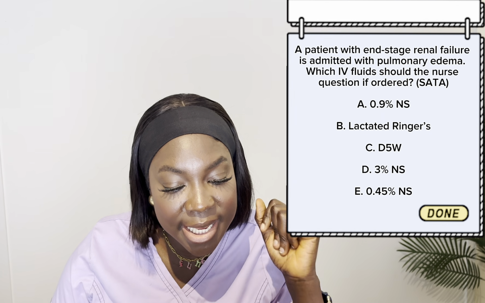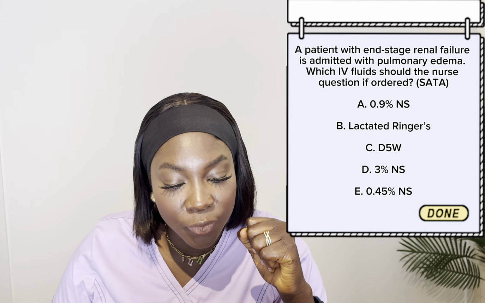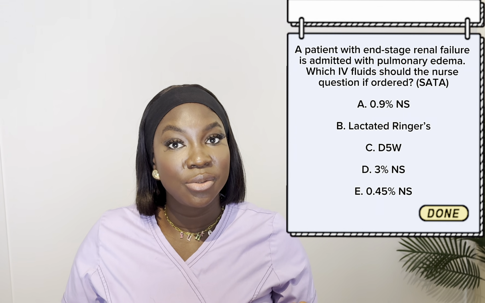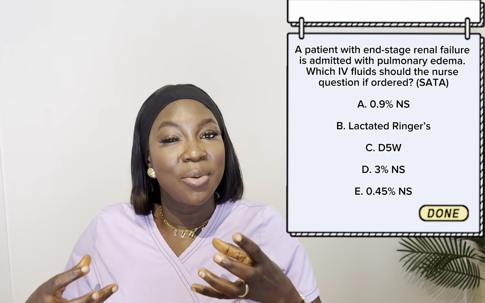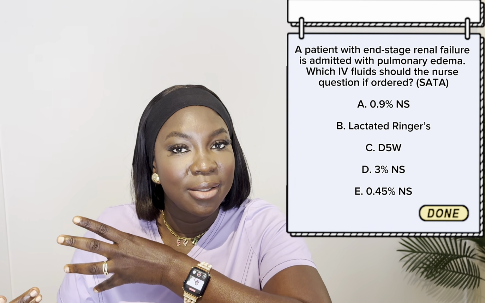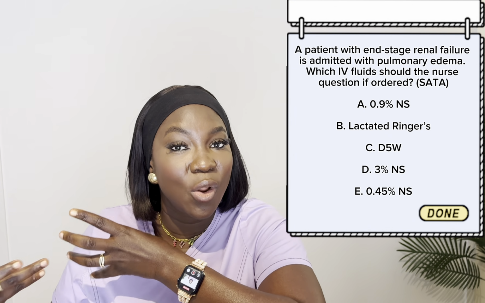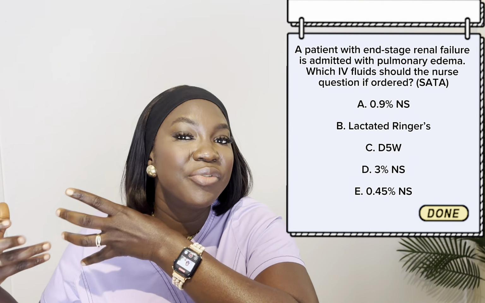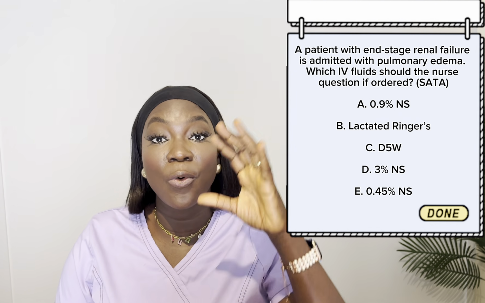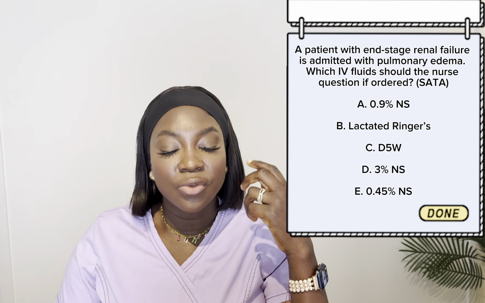Now the last one is E, 0.45 normal saline, which is half saline, and it is a hypotonic fluid, which will cause more fluid to shift into the cell. They already have pulmonary edema. You don't want that. It will lead to more fluids in the lungs. It will worsen the pulmonary edema. We don't want that, and that's why we are not using E. So we are questioning all of these. Okay, now let's go to the next one.